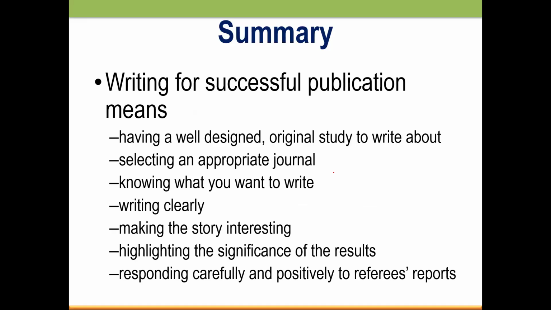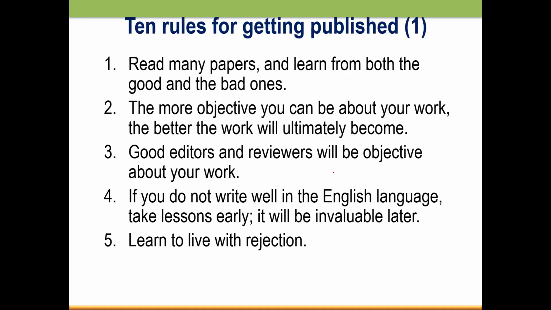So in summary, writing for successful publication means that you have a well-designed original study to write about. Make sure that you select an appropriate journal. Know what you want to write about. Write clearly with clarity. Make the story interesting. Highlight the significance of the results, and then respond carefully and positively to the reviewer's reports. So we have these 10 rules that you need to know for getting your work published.